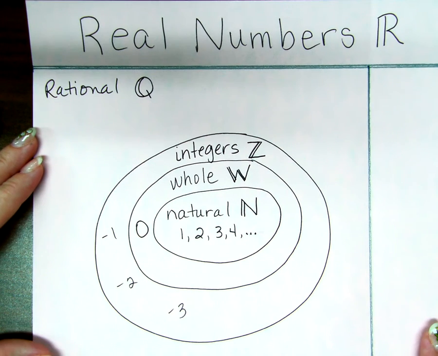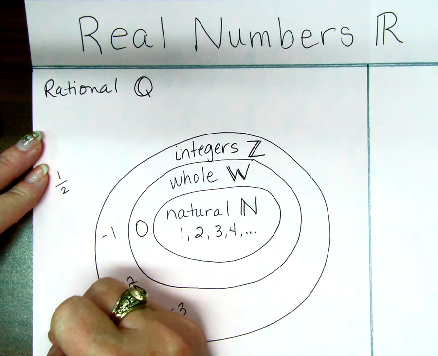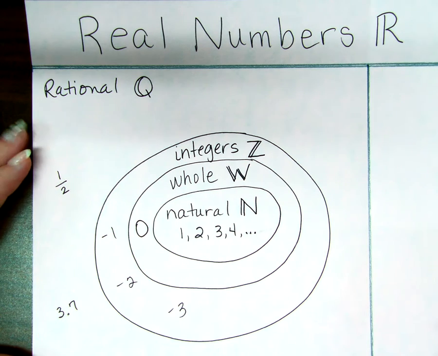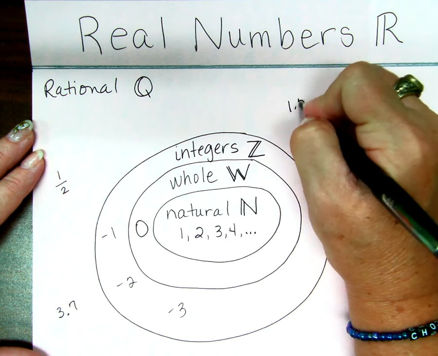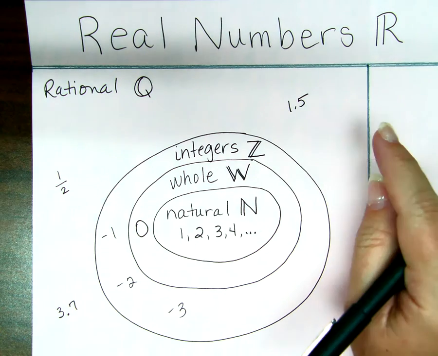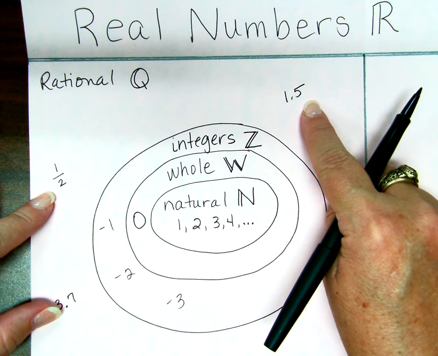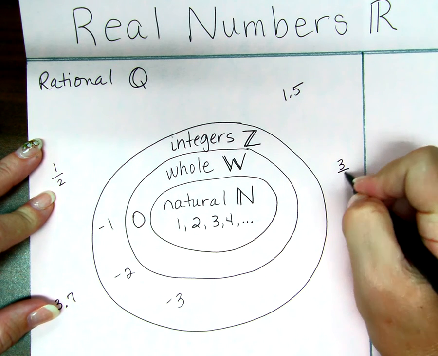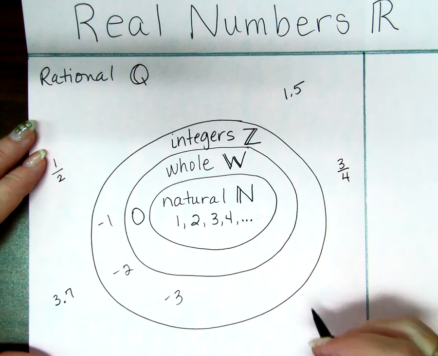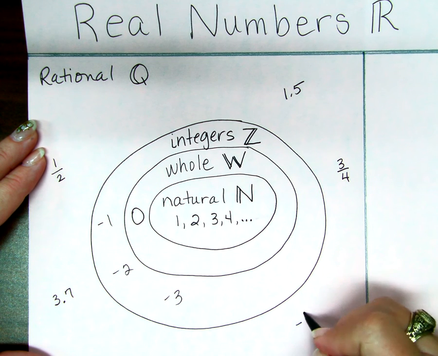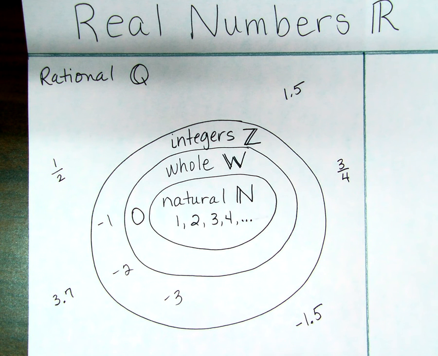So can you give me an example of a rational number? 1/2. 3.7. What else? 1.5. Oh, so we have decimals and fractions? Okay. Let's get at least one more example that's different than these three. I still need one more example that's different than these four. How about -1.5? Right? We want to make sure all of them are represented if we're going to give an example of different kinds, right?